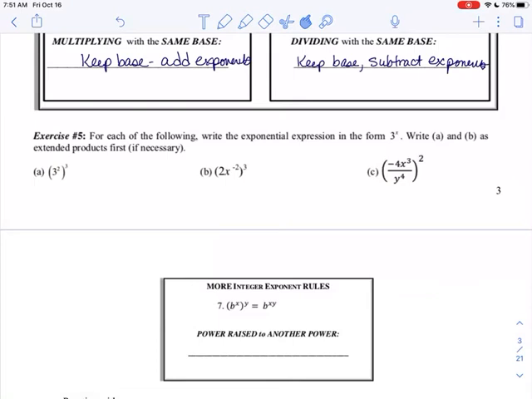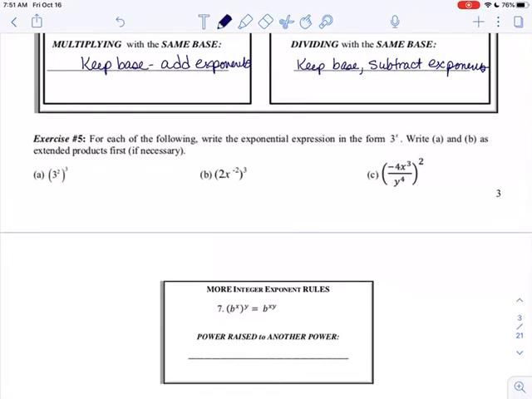Okay, so let's try some. For each of the following, write the exponential expression in the form 3 to the x. Write A and B as extended products first if necessary. So 3 squared to the third means I'm doing 3 squared 3 times. Now when I'm multiplying, I keep the base and I add those exponents. 2 plus 2 plus 2 is 3 to the 6.